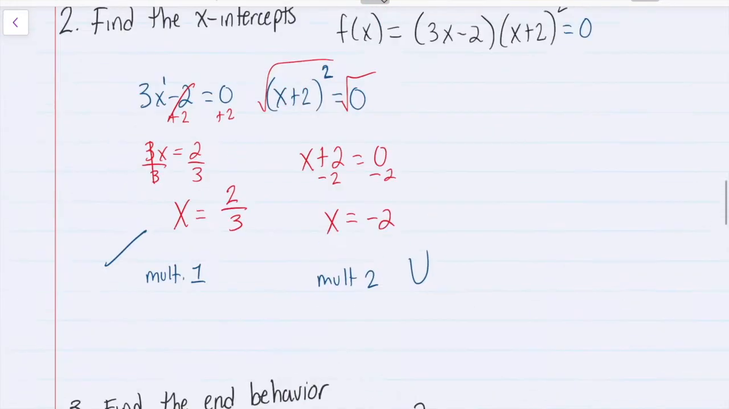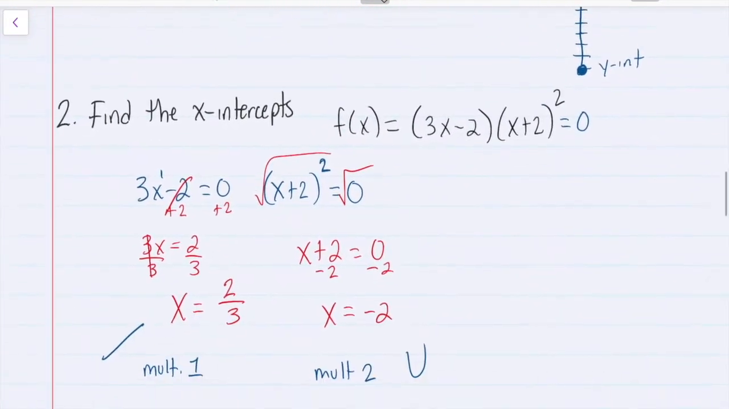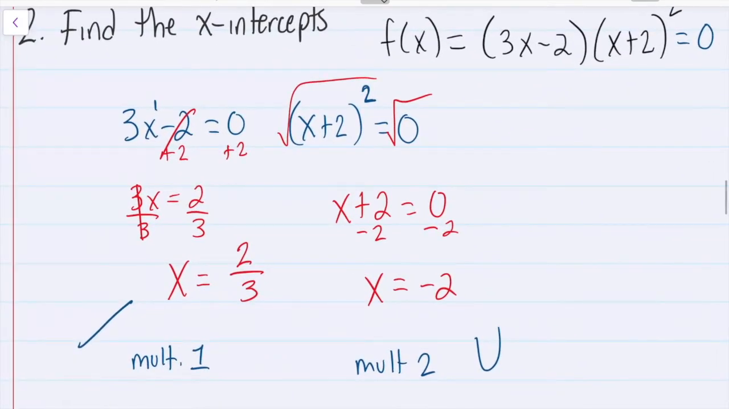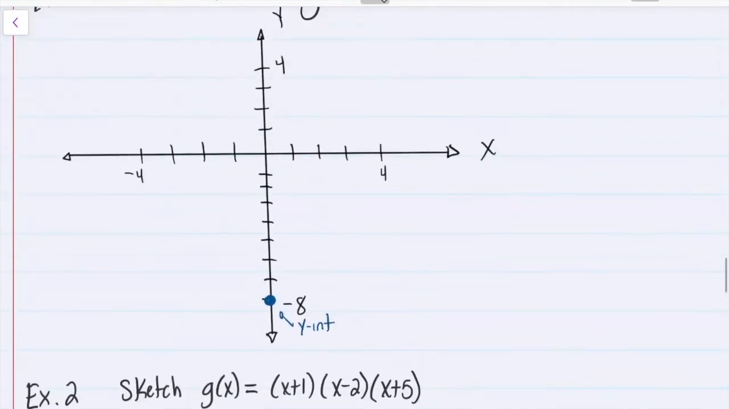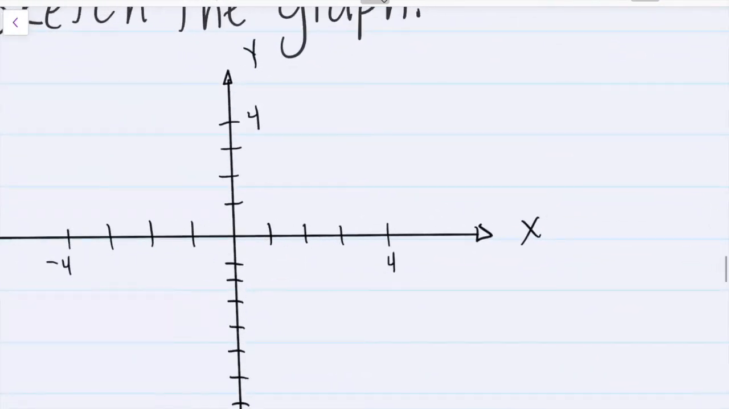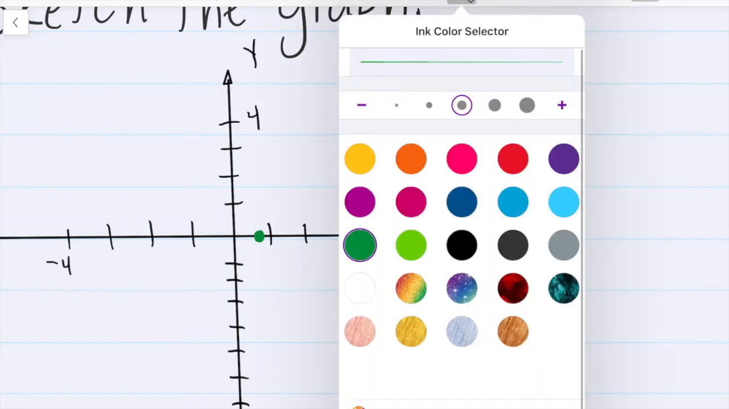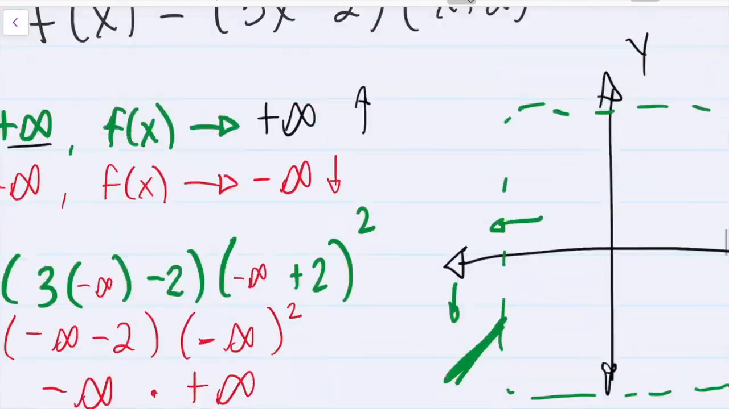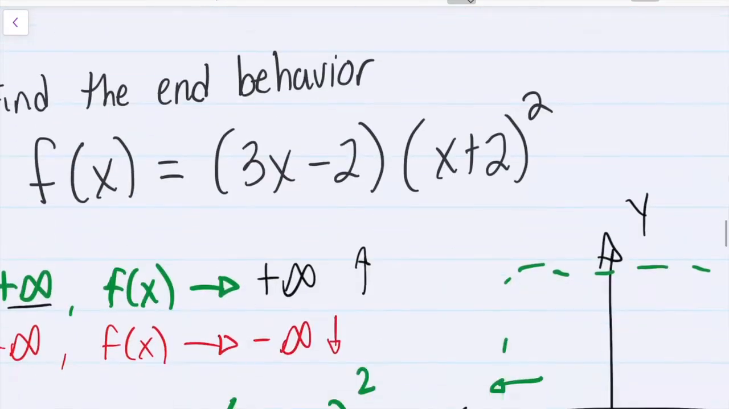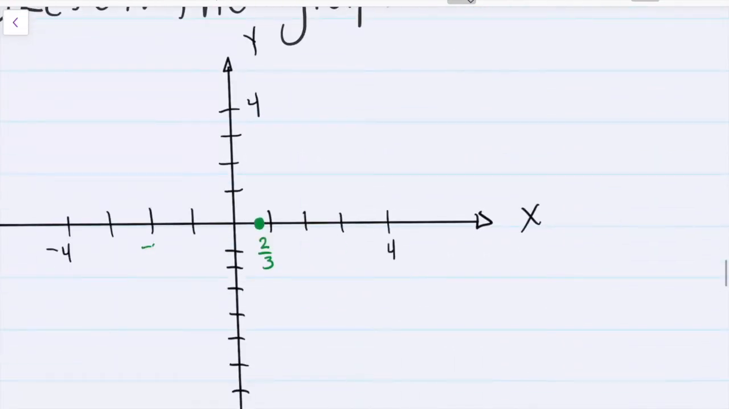Step number 2, we got to find our zeros or x-intercepts. We know it's at 2/3 and at -2. So 2/3 as a decimal would be 2 divided by 3. That's 0.66666, somewhere around there. Let's use green here. That would be 2/3. Actually, let me use a smaller pen here. 2 divided by 3. And what was the other one? The other one was -2. So -2 is right around there.